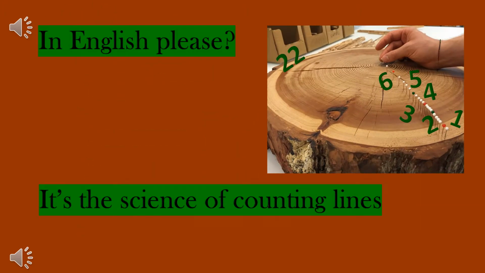So, can we hear that in English now? It's the science and art of counting lines. 1, 2, 3, 4, 5, 6. Okay, you get the point. This one has 22 lines. Each line tells a little bit of our Earth's climate history.